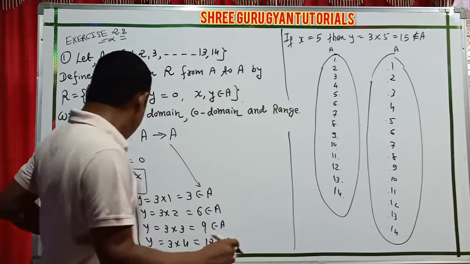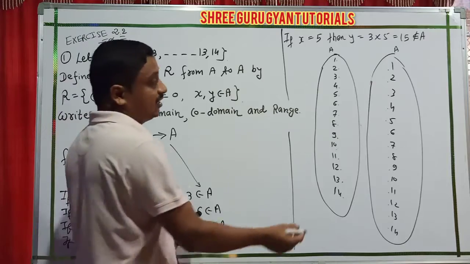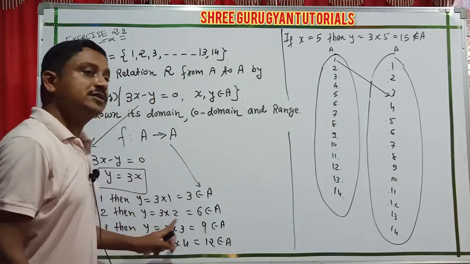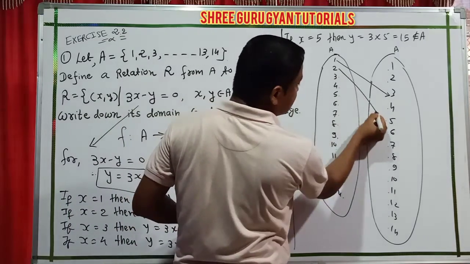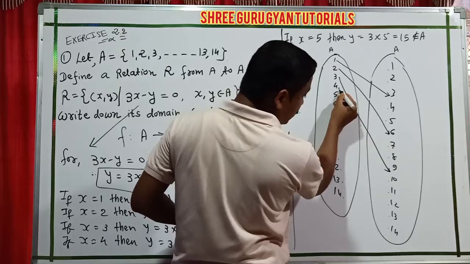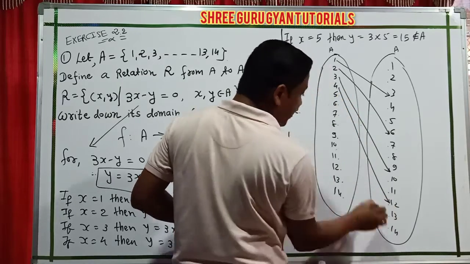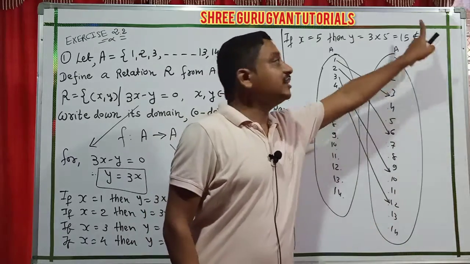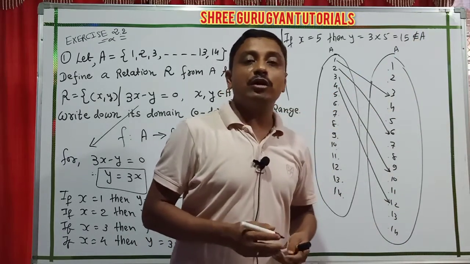Now check. Putting 1, you get the answer 3. So the relation 1 to 3 exists, students. 2 to 6 is a relation, so here 2 to 6. 3 to 9 is a relation. 4 to 12 is a relation. Now 5 has no relation, because 15 is not present in this codomain. Therefore, students, here it is written: not belongs to.